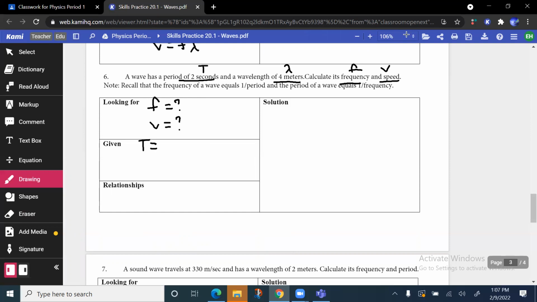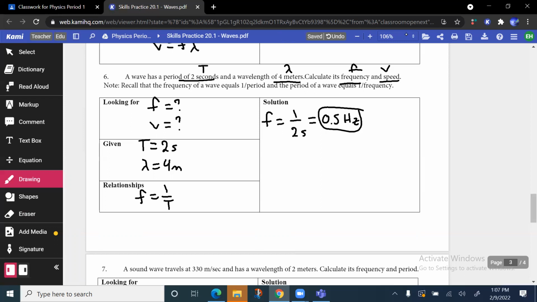So we are given a period of 2 seconds and we are given a wavelength of 4 meters. Now this is going to be one of those problems where we have to use our inverse. Recall that frequency is the inverse of the period. So to get frequency, we're going to go 1 over 2 seconds, or 0.5 hertz, or half a cycle a second.